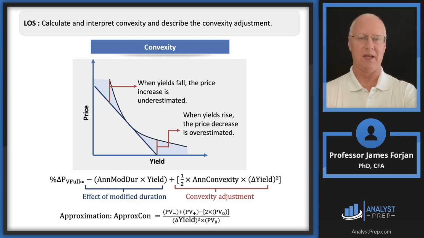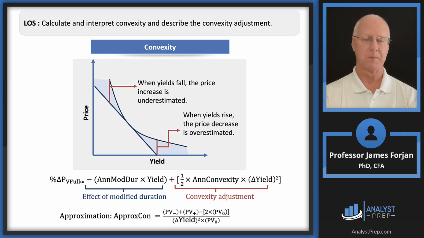But go back up to the gray box at the top. This is exactly what I was saying. Can I read this to you? When the yields fall, the price increase is underestimated with solely considering duration. When yields rise, the price decrease is overestimated. All right, so there we go. This is exactly what I was saying, and this is why we have the plus sign there.